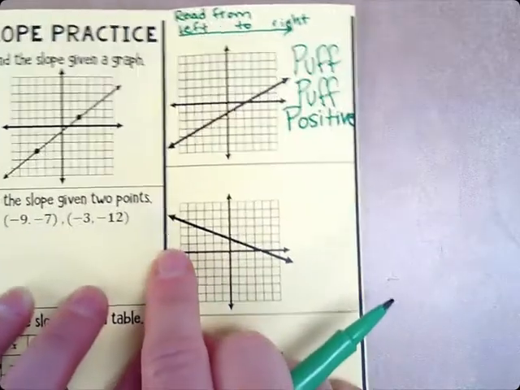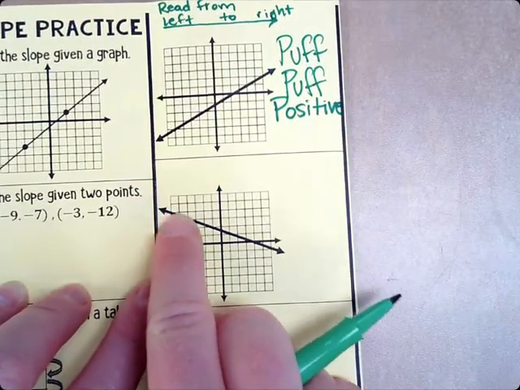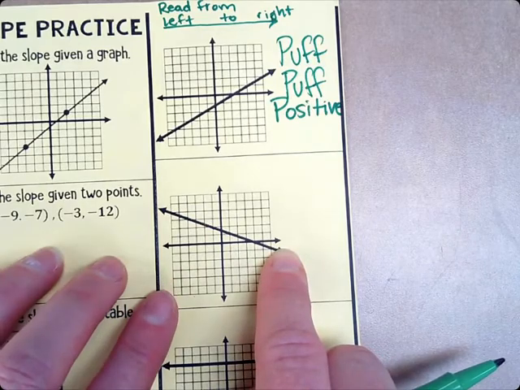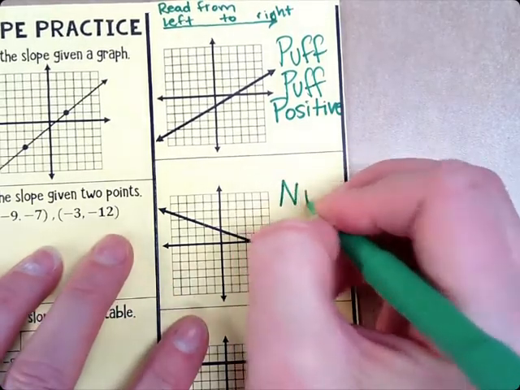Then the next one we read again from left to right. So it's going downhill, like skiing downhill. So this is negative.